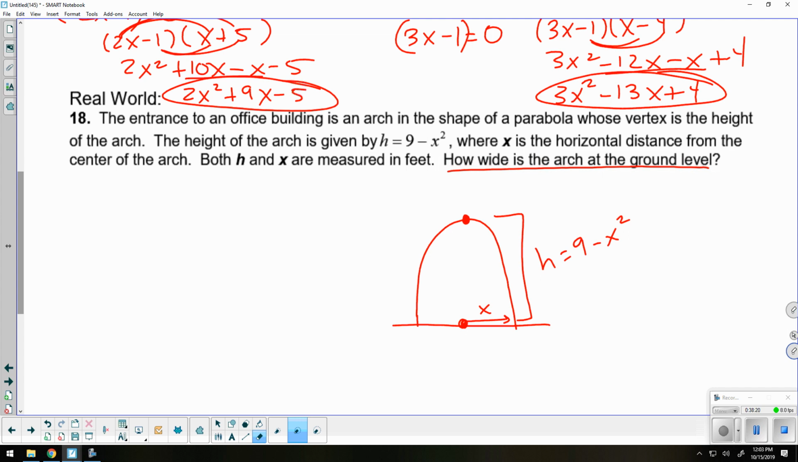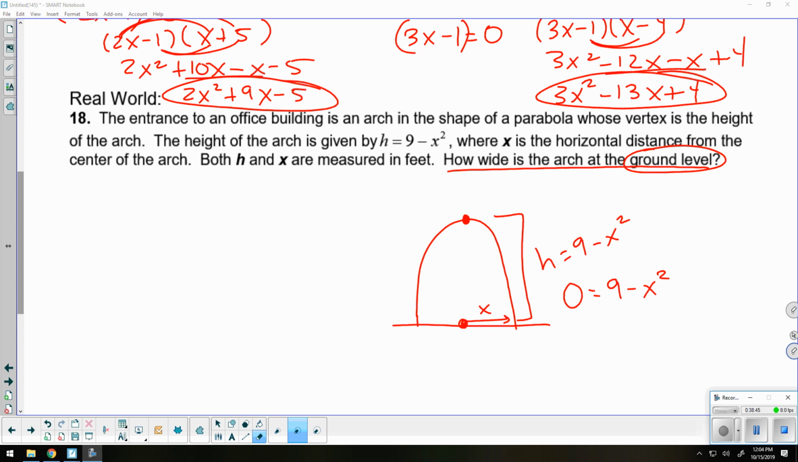Both h and x are measured in feet, so how wide is the arch at ground level? The key words right now are at ground level. Well, if I'm at ground level, what's the height going to be? If I'm talking about the ground, the height would be 0. So 0 equals 9 minus x squared. Think about it like that. At ground level, the height's just going to be 0.